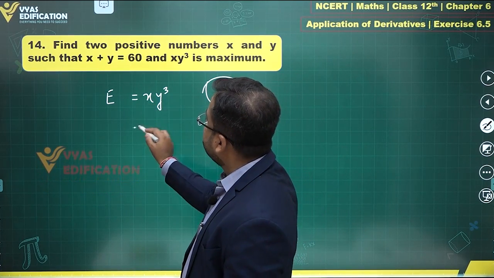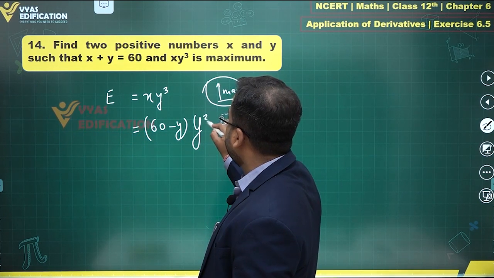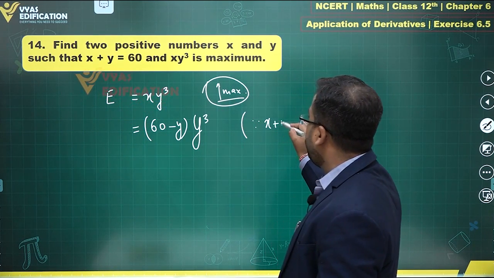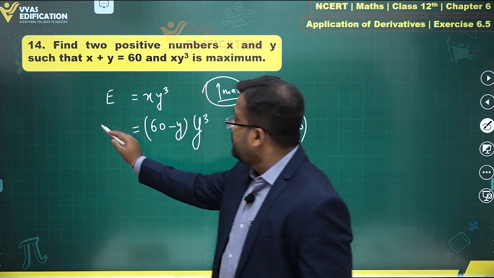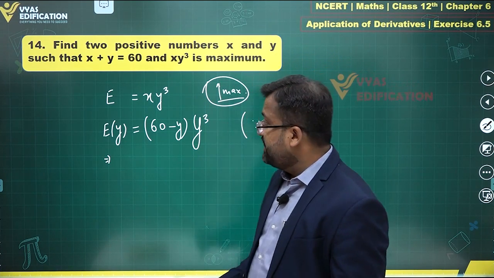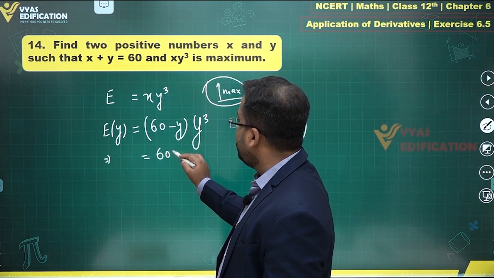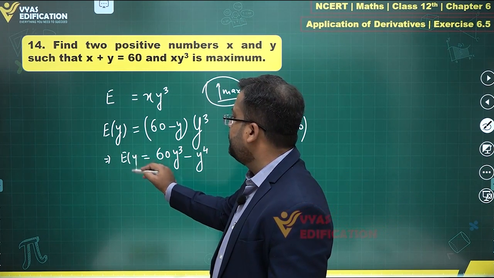And how do we do that? x plus y is 60, so x can be replaced as 60 minus y, times y power 3. Since x plus y is equal to 60, I can write x as 60 minus y. So this now becomes an expression in terms of y, and we want to maximize this. What is this equal to? This is 60 y power 3 minus y power 4. This is an expression in terms of y.